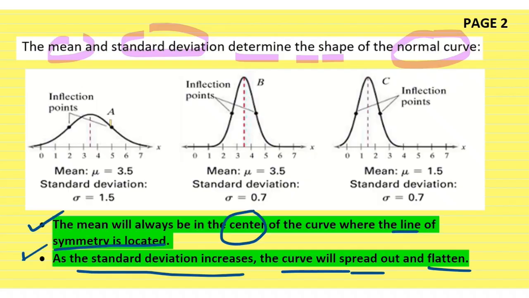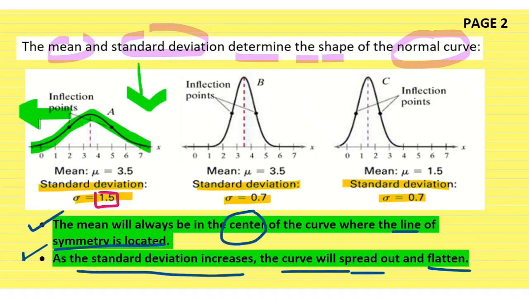So here are three curves. I've got a standard deviation of 1.5 on the first one, standard deviation of 0.7 on the second one, and a standard deviation of also 0.7. So if you notice, the largest standard deviation is 1.5. And what has happened to the curve? The curve has flattened out. It is shorter than the other two. So it is flattened out and spread out. That's what happens when the standard deviation increases. When it gets larger, it flattens the curve and spreads out the standard deviations.